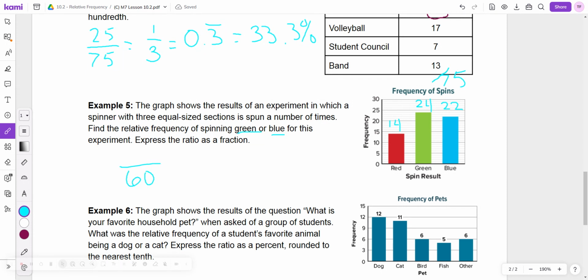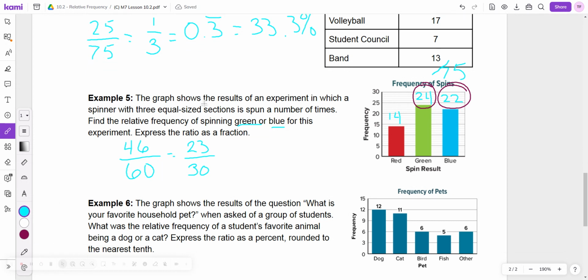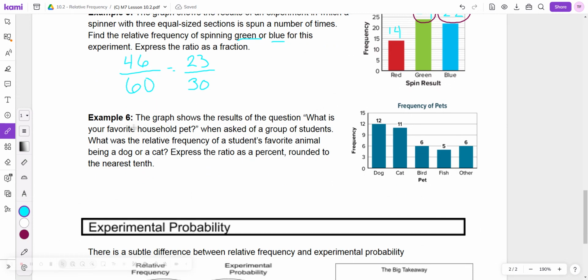Now I want to find the relative frequency of green or blue. So I'm going to take the number of times green and the number of times blue and add them together. That would give me 46. As you know, we can very easily put that into our calculator as 46 over 60. Hit enter, and it reduces to 23/30. All right, I want you to pause the video, do number 6, and then come back and check your answer.